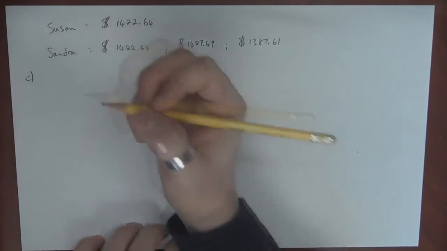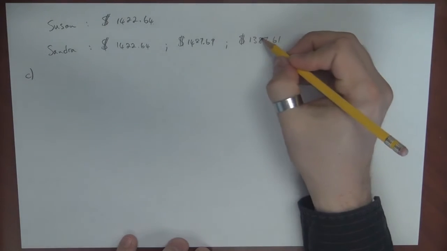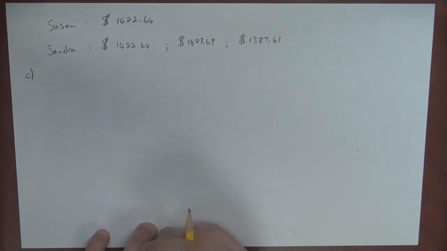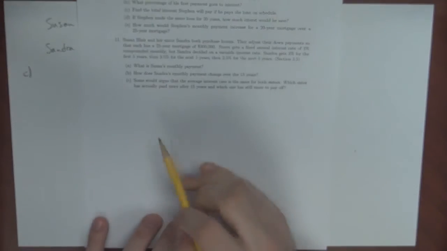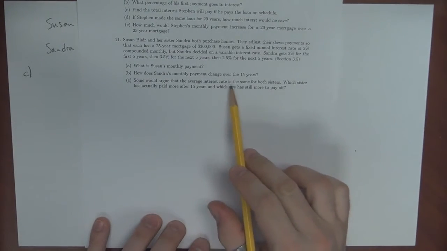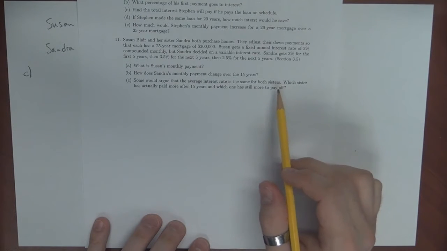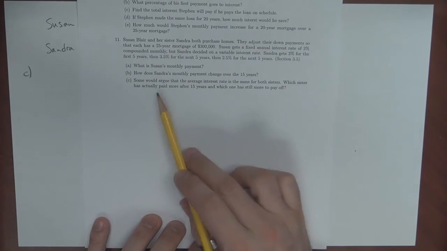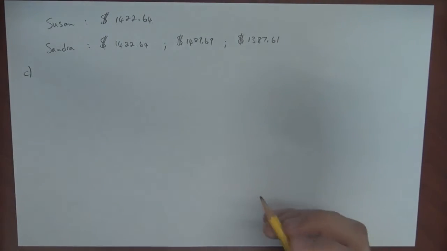Now in C, I'm looking to investigate which one has the better situation: fixed interest rate or fluctuating variable interest rate. So let's see. Their first question is, some would argue that the average interest rate is the same for both sisters. And it is the same, the arithmetic average. Which sister has actually paid more after 15 years? So let's see the total paid.